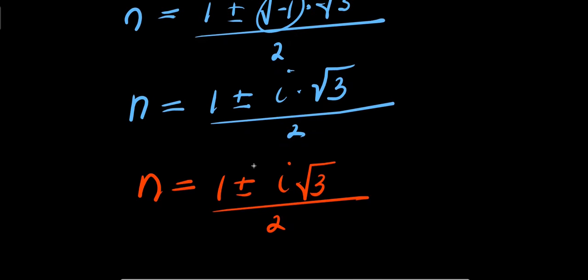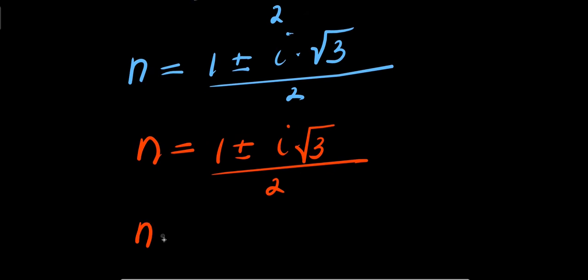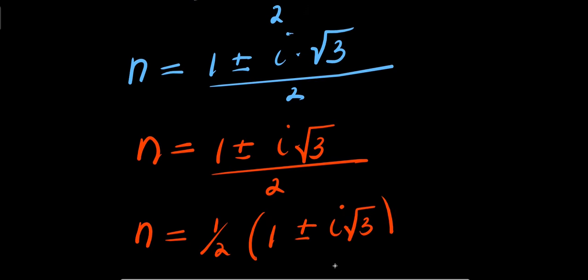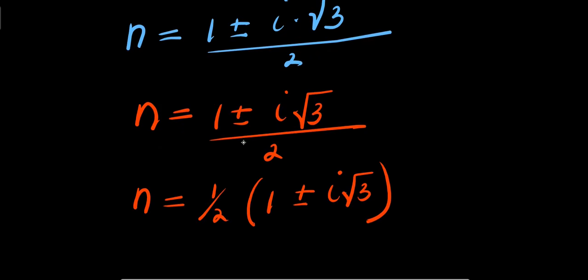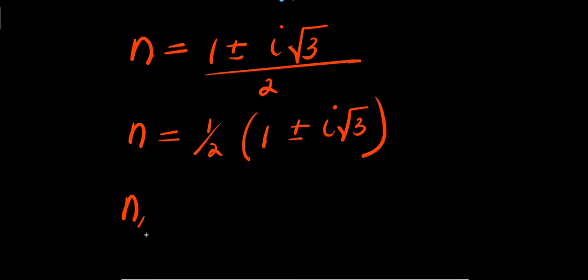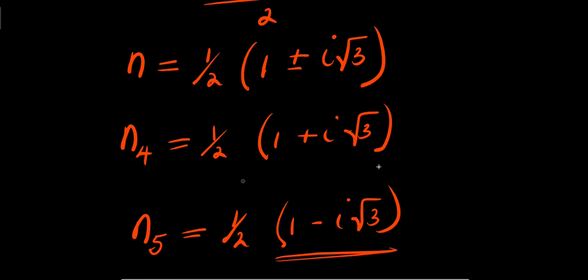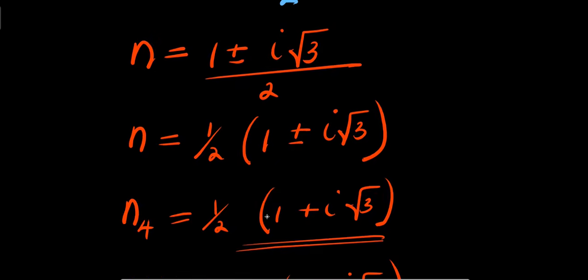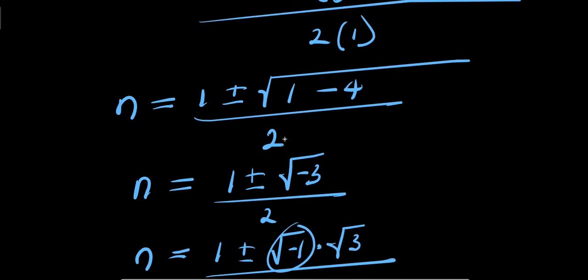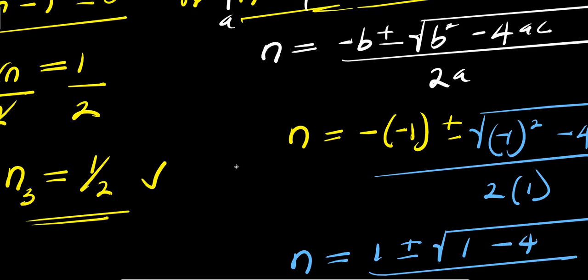So what you are going to do will be to factor out 1 over 2. You have n equals 1 over 2 times 1 plus or minus i root 3. So you have two more complex solutions for n. This will be n4 and n5. You have n4 equals 1 over 2 times 1 plus i root 3. Then you also have n5 equals 1 over 2 times 1 minus i root 3. These are the 5 solutions that we have gotten. 4 complex solutions and 1 real solution, which is 1 over 2.